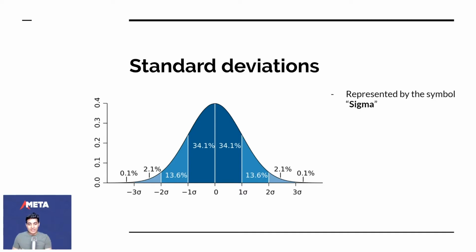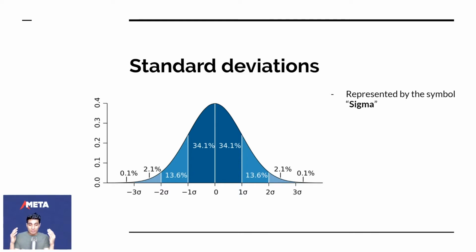Equal splits. And as you can see, each of these splits is represented by the symbol sigma. So 0, then you have some equal distance and you call that 1 sigma. Then you say 2 sigma, 3 sigma, and same on the left. You have -1 sigma, -2 sigma, -3 sigma, and you can keep going, right? But those will be smaller and smaller and smaller fractions.